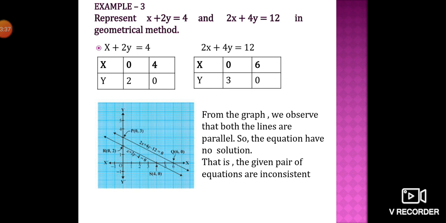So 3 possibilities we studied. For intersecting, first example, we get one solution. Second, coincide, we can't find one exact solution, so infinitely many solutions are there. In both the cases solution is there, so it is consistent. Third case, parallel means we can't find any solution, so no solution is there for this equation. No solution means it is known as an inconsistent pair of equations.